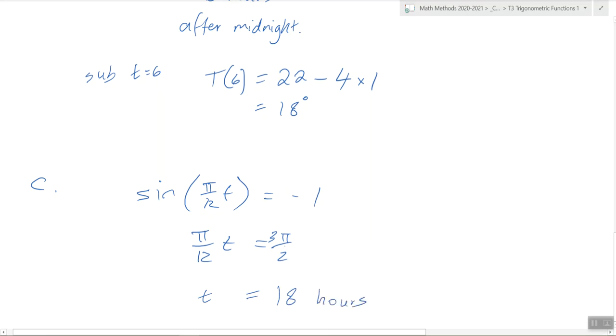You probably should communicate what you're doing as well. So maximum when sine equals -1, rearrange, t equals 18 hours after midnight, which is what in real time? 6 p.m., or 1800 if you're in the army.